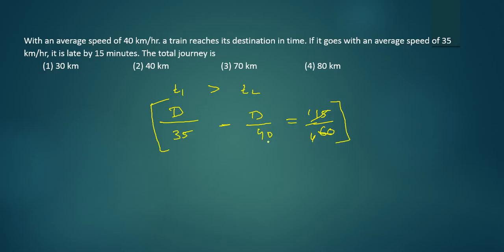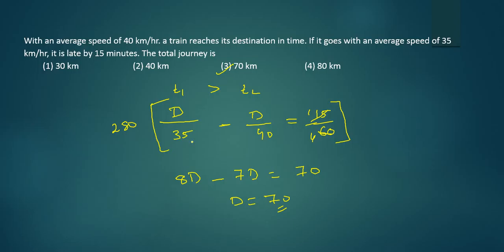What is the LCM of 35, 40 and 4? It is 280. Now simplify this. 35 goes into 280 eight times, so 8d minus 40 goes into 280 seven times, 7d. So 7d equals 1 by 4 into 280, which equals 70. So d equals 70. The distance is 70 kilometers.